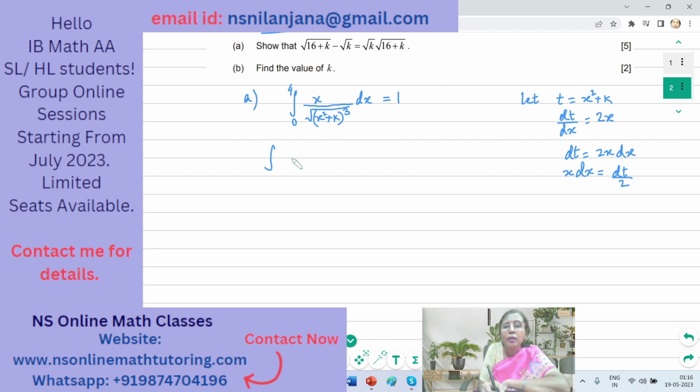In place of x dx, I'll be writing dt over 2. But before that, x squared plus k can be written as t. So it is square root of t cubed. And in place of x dx, I'll be writing dt over 2.